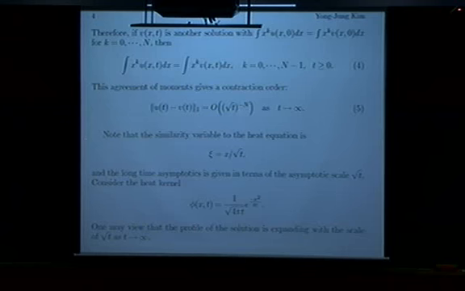Everybody knows that in this one-dimensional heat equation, the similarity variable is this one. And if you see the heat kernel, this thing appears here. You can see that the solution is expanding in time with the scale of square root of t. So we may say that this square root of t is the asymptotic scale of the solution of this heat equation. And that one appears exactly here.